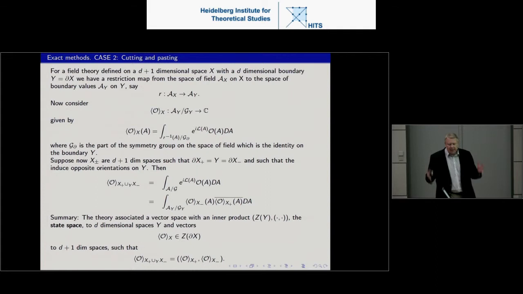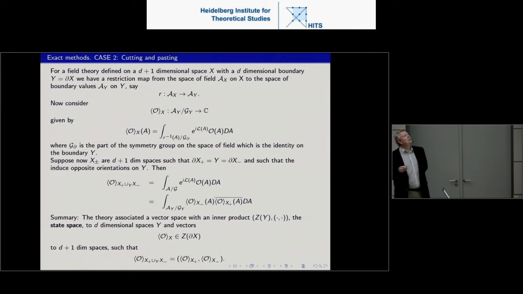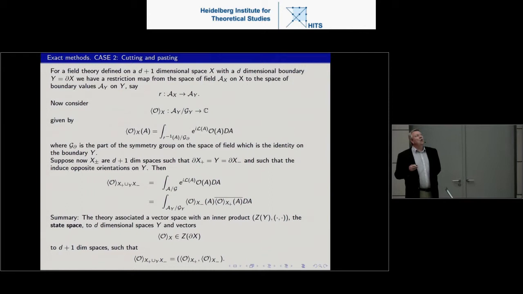Now comes another possibility, and this other possibility is actually available in principle to all quantum field theories, and that's what I would like to call cutting and pasting. What I mean here is that suppose you have a D plus one dimensional space X which has a boundary Y. Then of course if you consider fields on this space X, you can restrict the fields to the boundary, and you have the boundary values on Y. So you have a restriction map from all the fields on X to fields on Y. And now the point is you can define a relative theory where you fix boundary conditions. You define a function on the space of fields modulo symmetry by fixing a boundary value A and then only integrating over all the fields that restrict to a given A on the boundary.